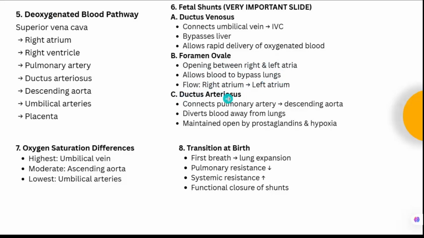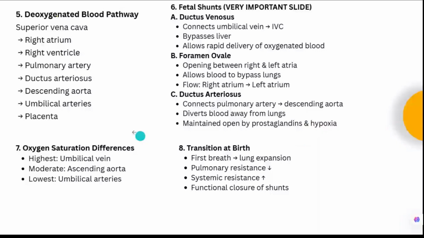Then third is the ductus arteriosus. It connects the pulmonary artery to the descending aorta. It diverts the blood away from the lungs. It is maintained by the prostaglandins and the hypoxia. Okay. Then what are the oxygen saturation differences?